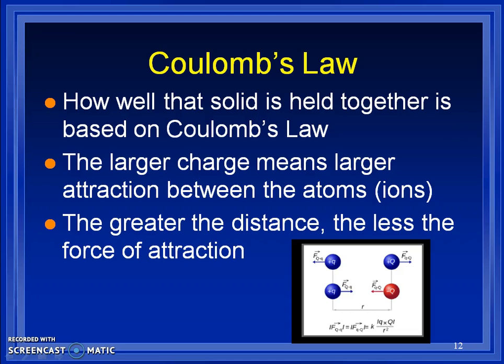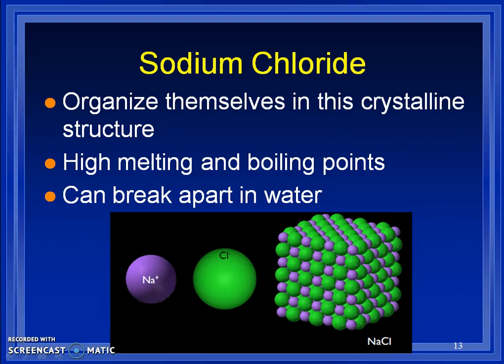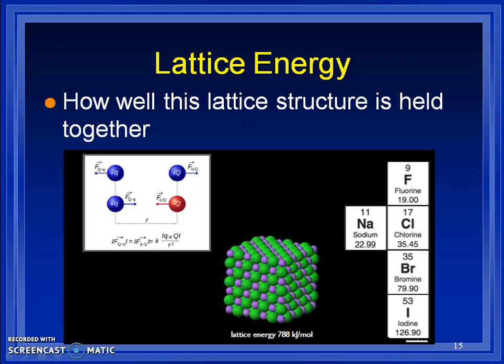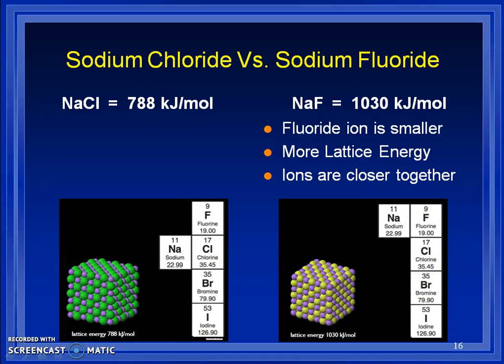He talked about how the larger charge of the ions means that there's a larger attraction, but the greater distance between those ions would have less force of attraction, which should make sense. He talked about how these ionic compounds are crystalline structures. He talked about their stability. He talked a little bit about lattice energy, and he compared the sodium chloride to sodium fluoride, sodium bromide, and sodium iodide. And again, he's showing you the different numbers.